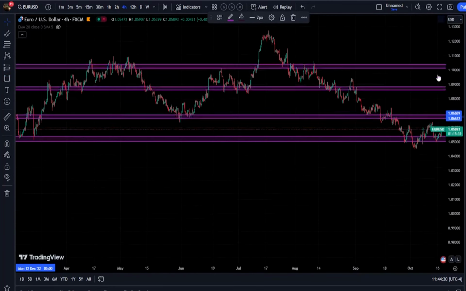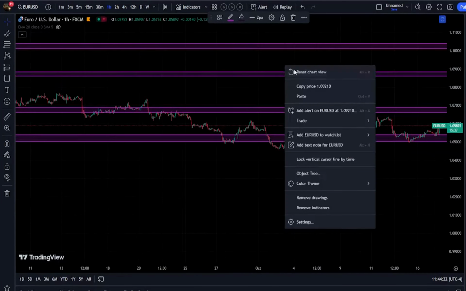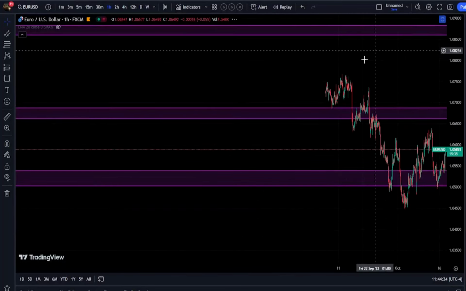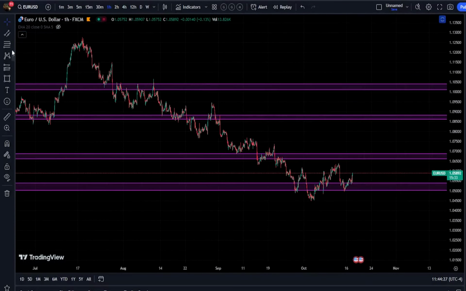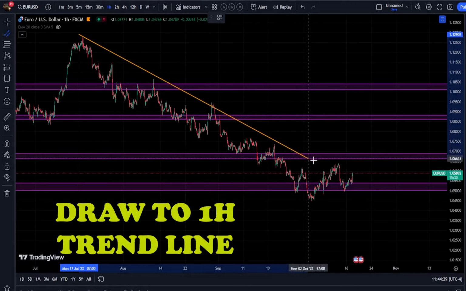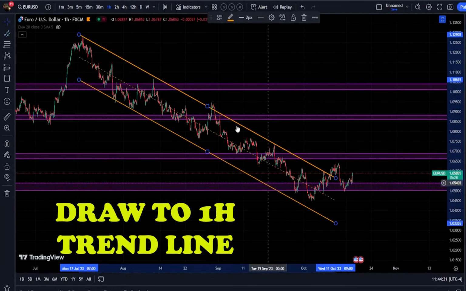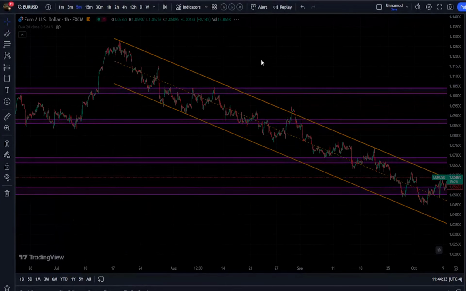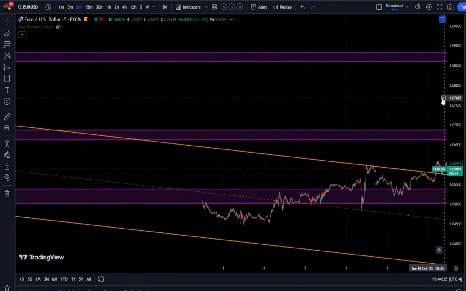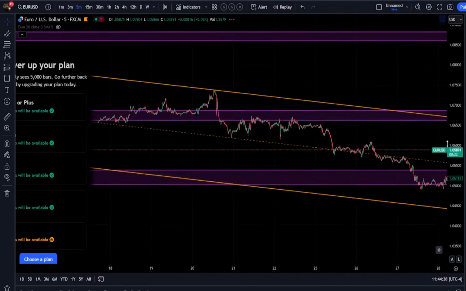And then in the 1-hour time frame, we identify the trend. Then we draw a downward trend line or upward trend line, assuming a downward trend. Then we go to our trading time frame of 5 minutes. There is EMA and stochastic RSI.